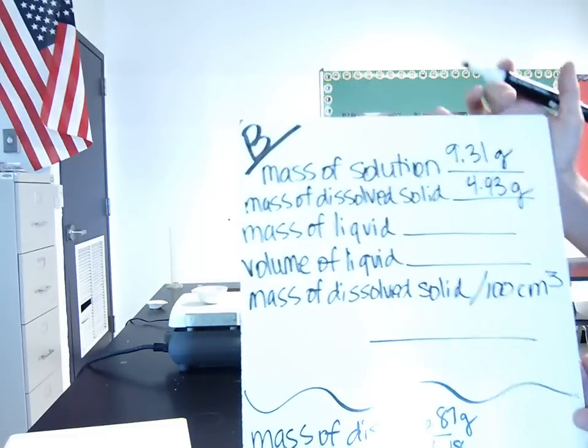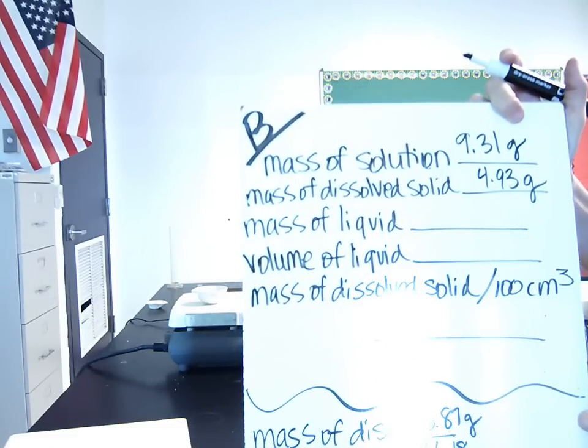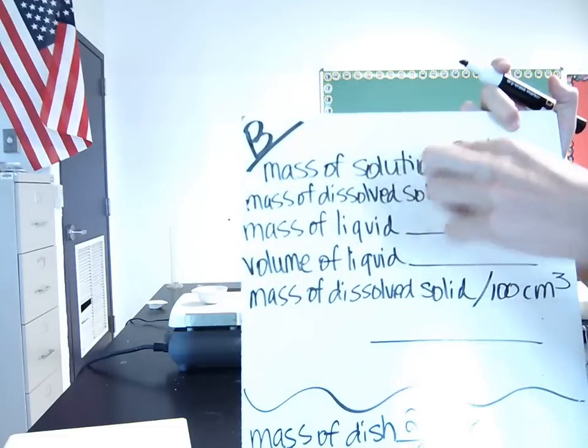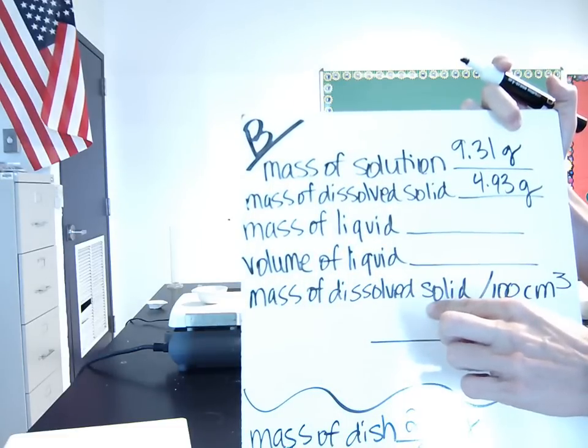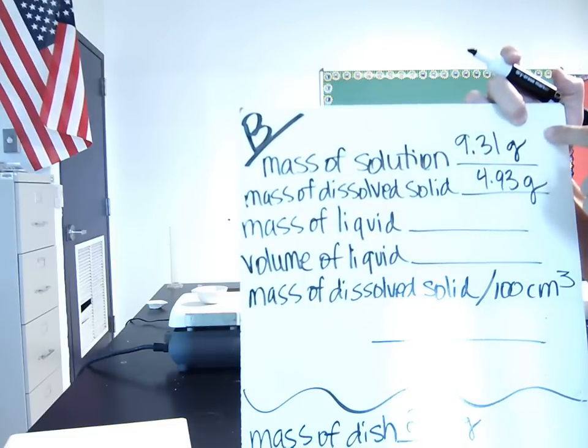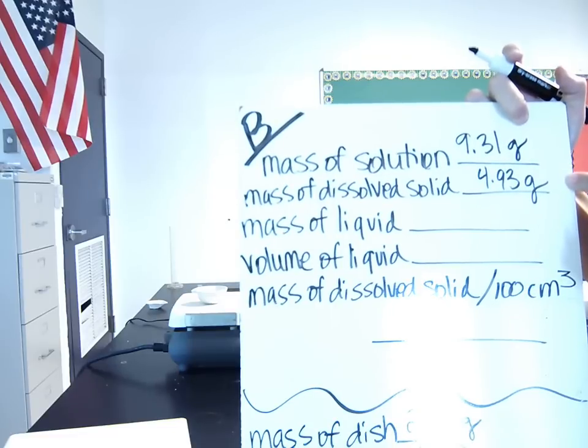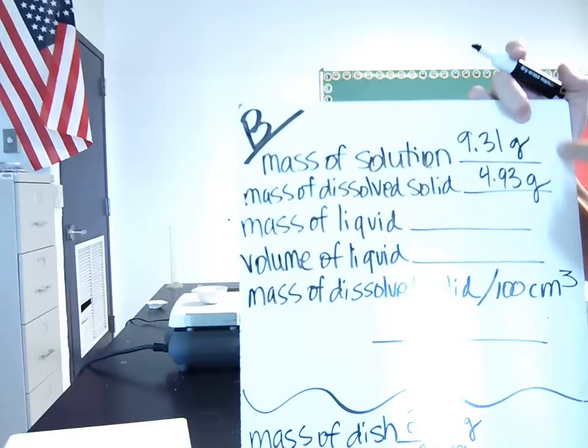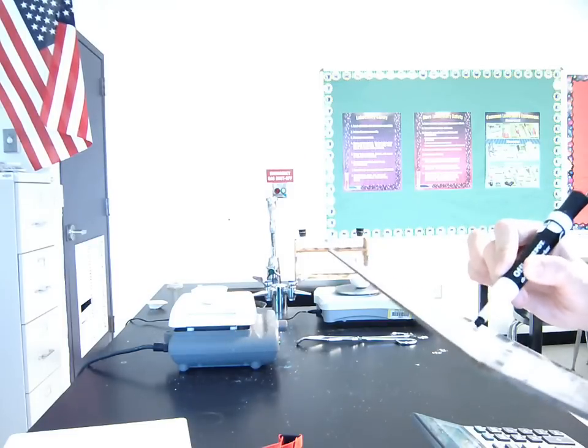Okay, so now let's look at this. We started with 9.31 grams of the solution. Remember, the solution is made up of dissolved solid plus liquid. Now we know how much was just the solid. So out of 9.31 grams, 4.93 of it was dissolved solid, which means the rest of it has to be the liquid, because the solution is only made up of two parts, solid and liquid. We know how much solid there is, so we can subtract to figure out the mass of the liquid. So now we do 9.31 minus 4.93. That tells us that the mass of the liquid is 4.38 grams.